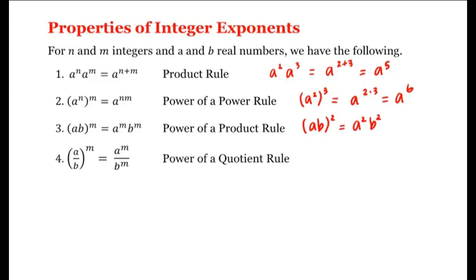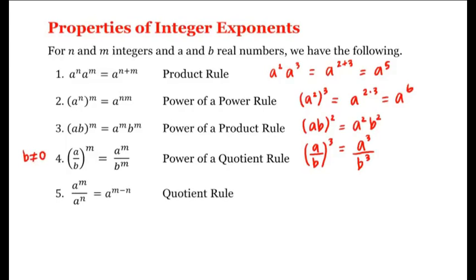The fourth property states that a divided by b raised to the mth power is equal to a to the m divided by b to the m, and is often referred to as the power of a quotient rule. For example, a divided by b raised to the third power is equal to a to the third divided by b to the third. And here we're assuming, of course, that b is not equal to 0.